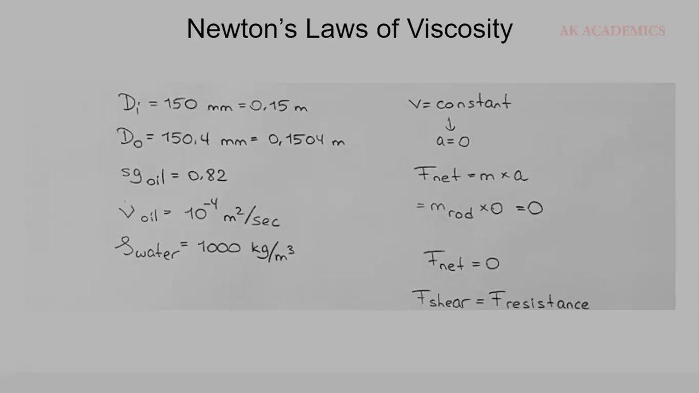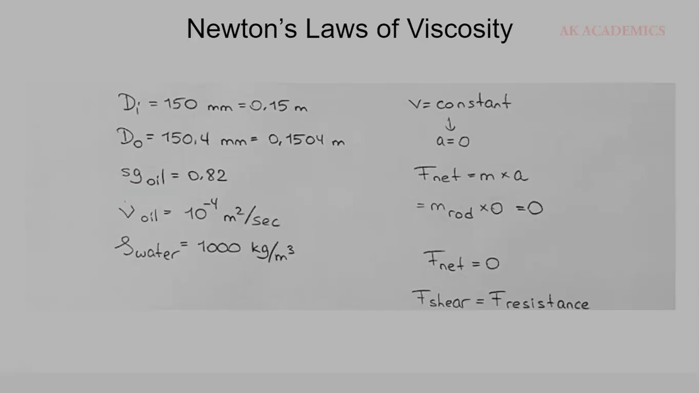Our v is constant, so it means constant velocity. And if v is constant, it simply means our acceleration a would be equal to 0. So if acceleration is equal to 0, the net force would also be equal to 0, because force is equal to mass times acceleration. That will be equal to the mass of the rod multiplied by 0, and that gives us 0. The net force will be equal to 0.